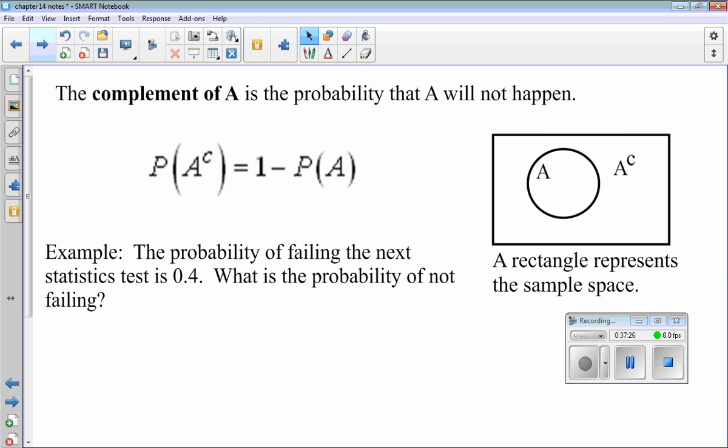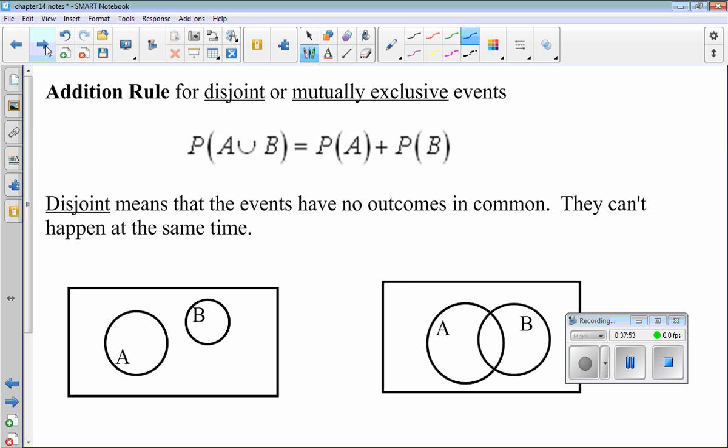We're going to look at this idea of a Venn diagram in more ways than one in a minute. If the probability of failing the next test is 40% or 0.4, then it better not be that high, but we'll just pretend, okay? What's the probability of not failing, sorry? 0.6. So you have a 60% or 0.6 probability of not failing, just 1 minus that. Pretty easy. So, this is the addition rule.